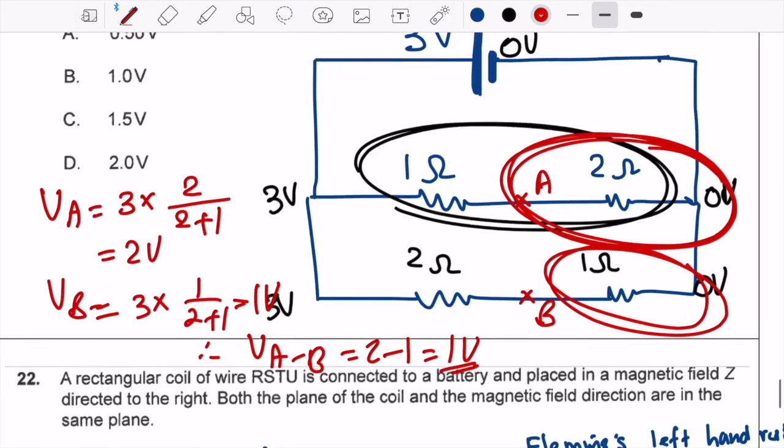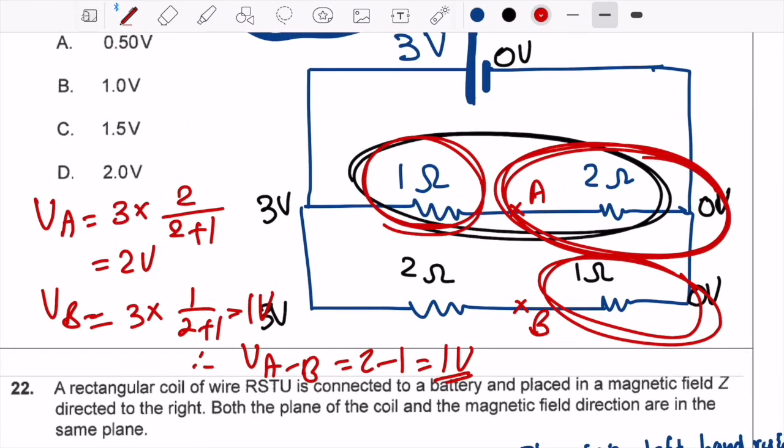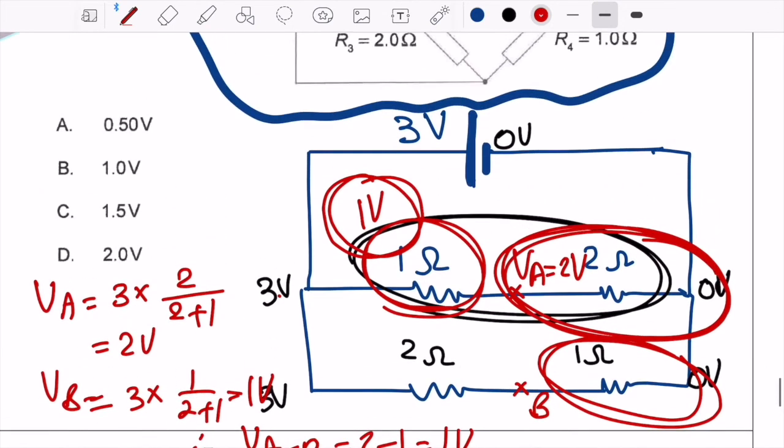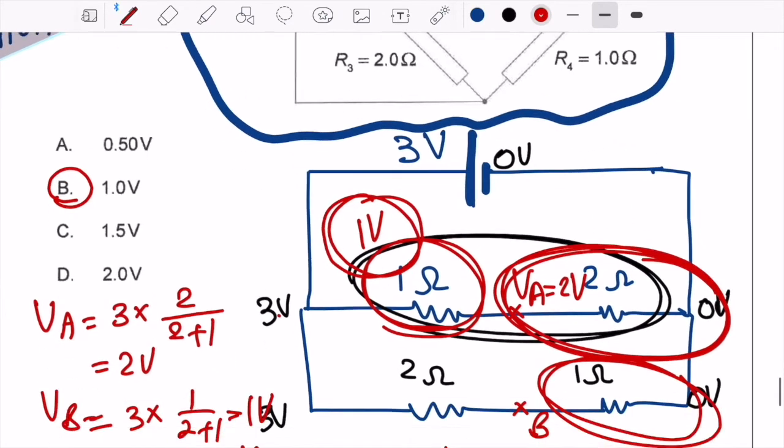Now you can be confused. What if I take this one? If you take this one, you get 1 volt, right? But this is the potential difference. So it means if this is 3, VA has to be 2 volt. You will still get the same answer. So the potential difference between A and B is 1 volt. Answer is B.